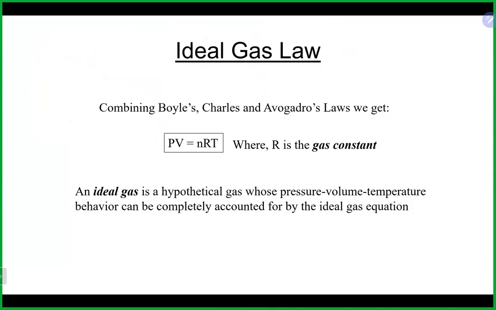Now, PV equals nRT is the ideal gas law. It describes what's going on with an ideal gas. It's pretty much every gas you deal with is an ideal gas because it makes the calculation easier. So under normal conditions, gases will behave ideally. And what that means is, there are two main things that make something an ideal gas. One thing is, under normal conditions, the actual volume of the gas molecule itself is relatively small compared to the container it is flying around in.